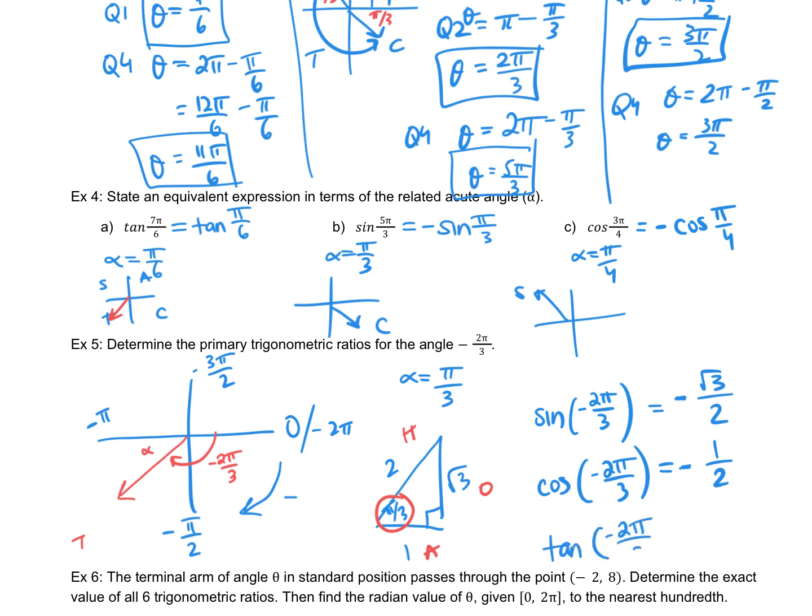Tan of negative 2 pi over 3. The angle can be negative. It's the ratio that's going to be positive. That's opposite over adjacent, which is root 3 over 1. I'm just going to write it as positive root 3. And those are my primary trig ratios. Here we had to deal with a negative angle. We used the special triangle related to pi over 3 and did our traditional SOHCAHTOA.